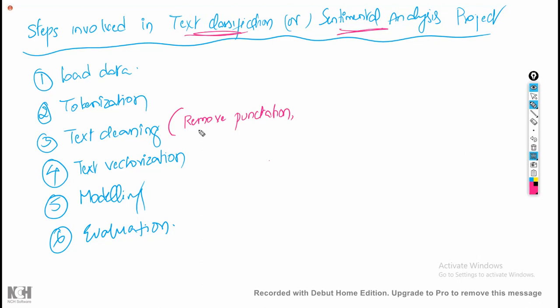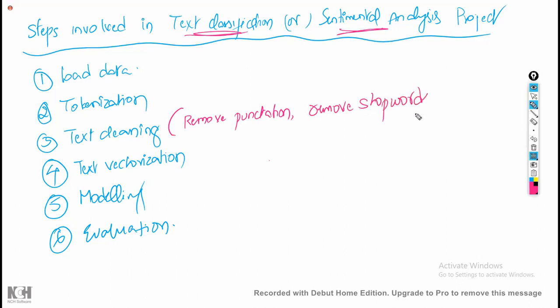For example, "Awesome trainer!" What is meant by awesome trainer? He or she, whatever it is, the trainer is good. If you remove the exclamation mark, the meaning is the same. With or without it, the answer is the same. So for sentiment analysis or text classification projects, these punctuation marks have no importance, so we are just going to remove the punctuation. Followed by that, we are going to remove the stop words.